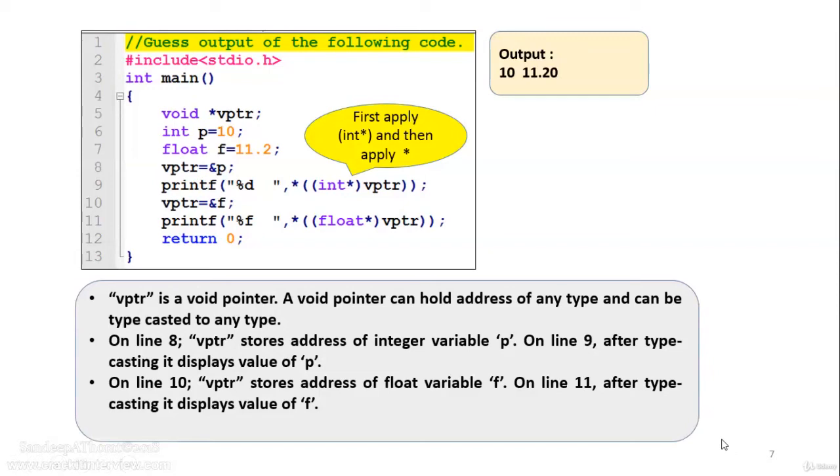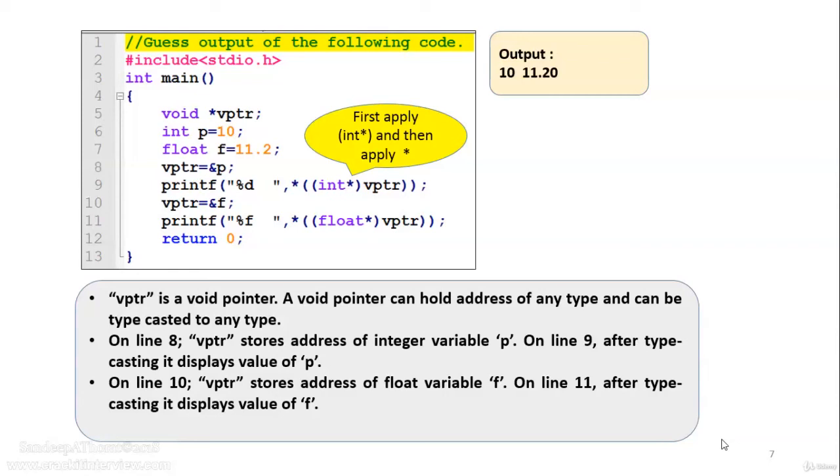In this program, vptr is a void pointer. A void pointer can hold the address of any type and can be typecasted to any data type. On line number 8, vptr stores the address of integer variable p. On line number 9, after typecasting, it displays the value of p. On line number 10, vptr stores the address of float variable f, and on line number 11, after typecasting, it displays the value of variable f. And that's why the output of this program is 10 and 11.2.